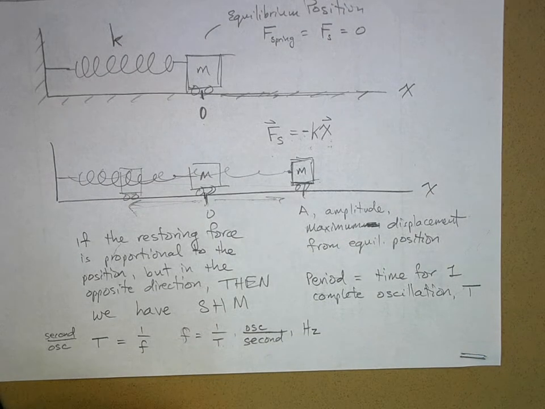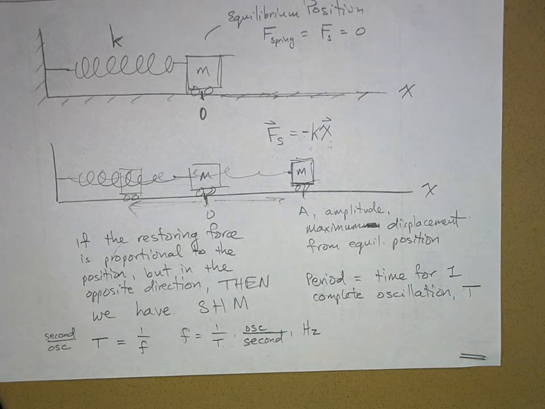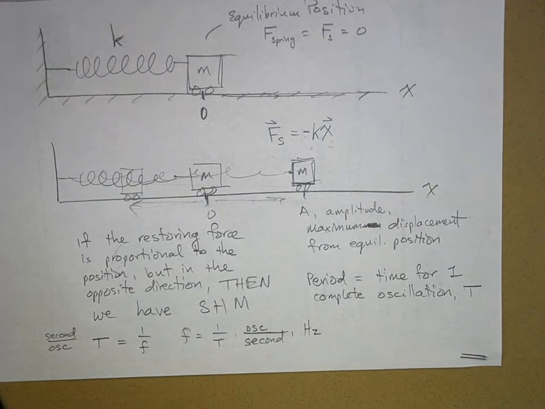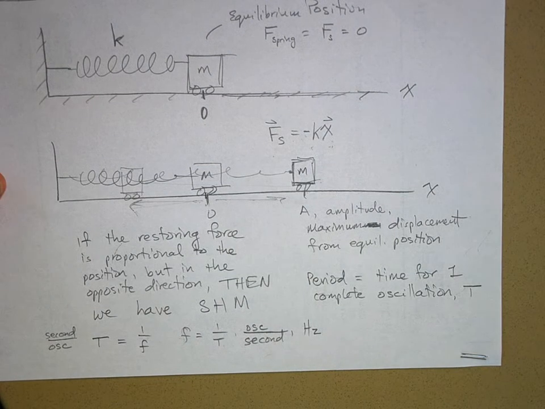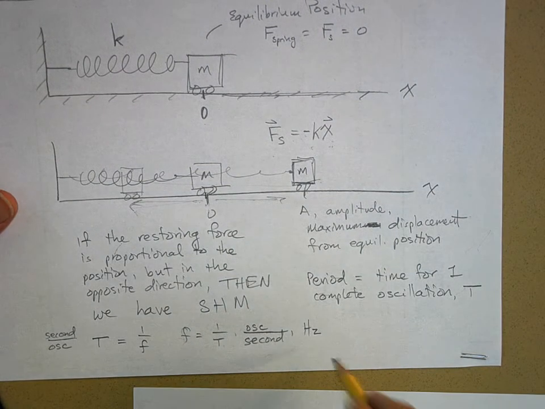Now, that's for a complete oscillation. Remember, there are 2 pi radians in one oscillation. And yes, there are radians here, at least in terms of angular frequency and so on. We'll talk more about that later. One last thing, energy.